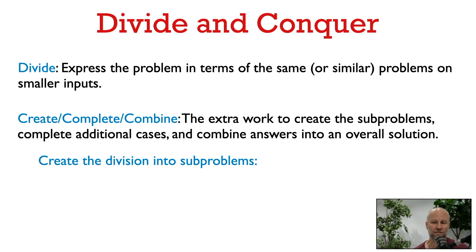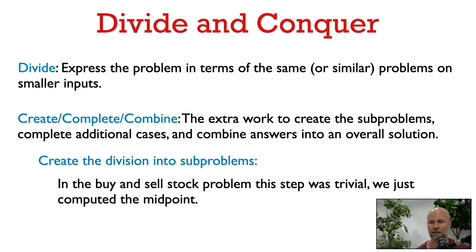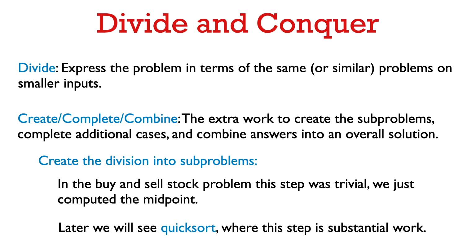So create. A natural task is we have to create the division into subproblems. In the buy and sell stock problem, this step was easy, right? Our subproblems were just defined by the first half of the vector and the second half of the vector. So all we had to do here was compute the midpoint. But later on, we're going to see an example of a divide and conquer sorting algorithm called quicksort, where the create step is actually the bulk of the work of the algorithm.